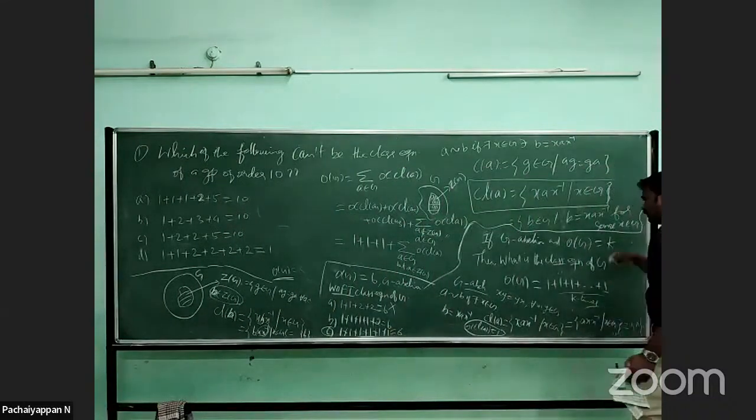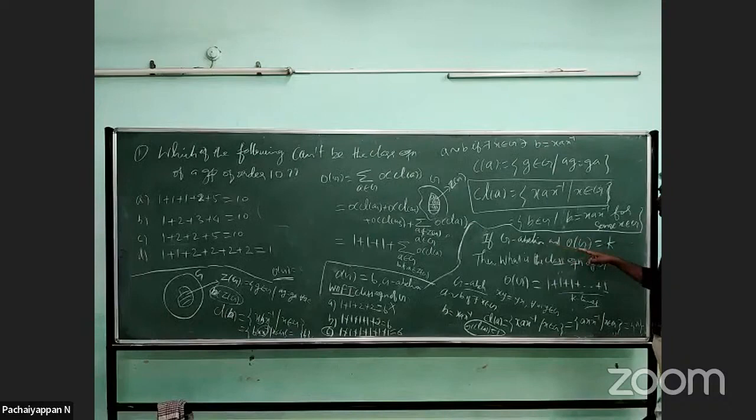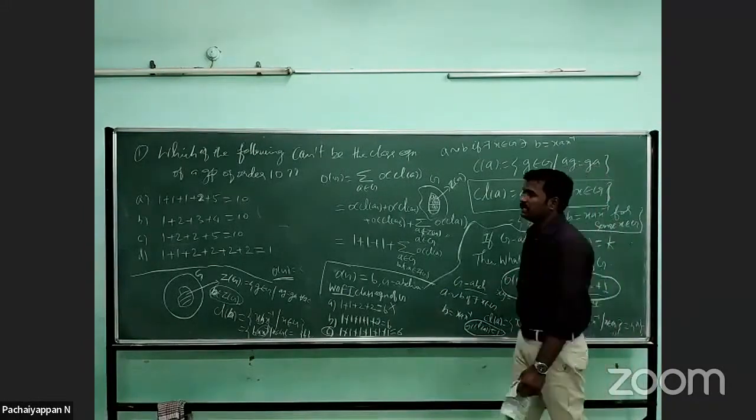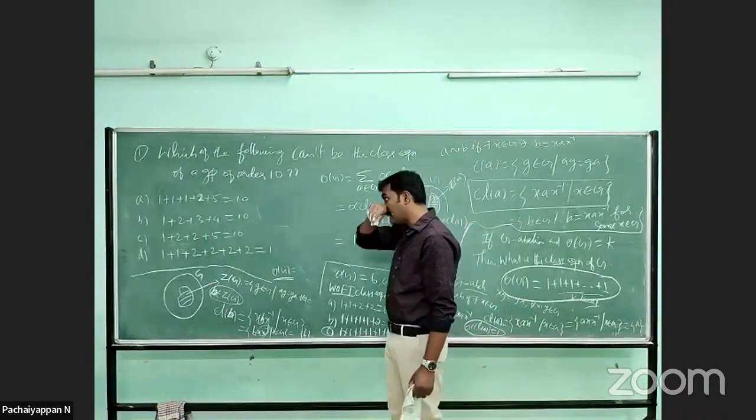Here I wrote: if G is any abelian group, with the order of G equal to K, then the class equation structure is 1 plus 1 plus 1 plus 1 up to K times. This is the general class equation of abelian groups.